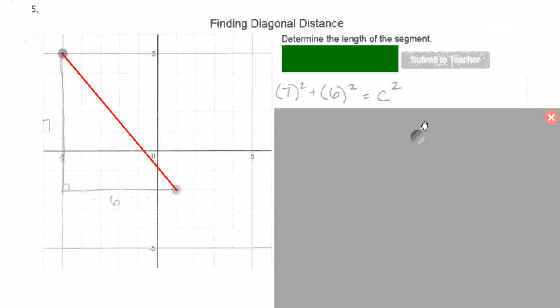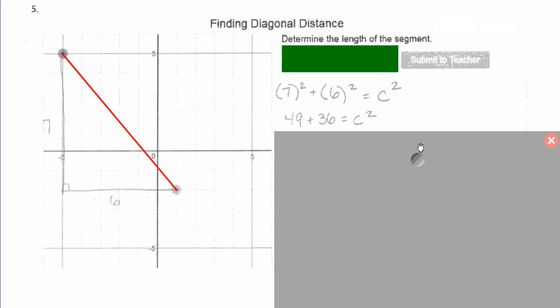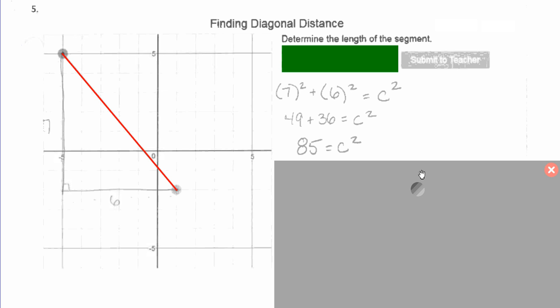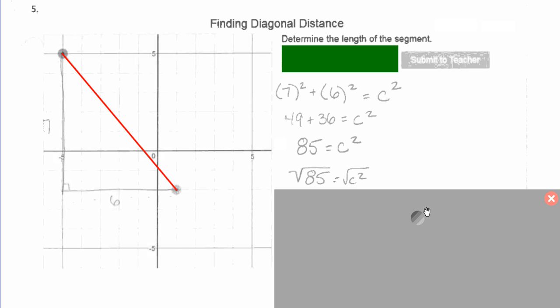Well, we know 7 squared is 49 and 6 squared is 36. If I add those together, I get 85. So if 85 is equal to the hypotenuse squared, could we just find the hypotenuse? Well, how do we undo something that's squared? We take the square root of each side. And so again, we'll have the absolute value of c equaling the square root of 85.